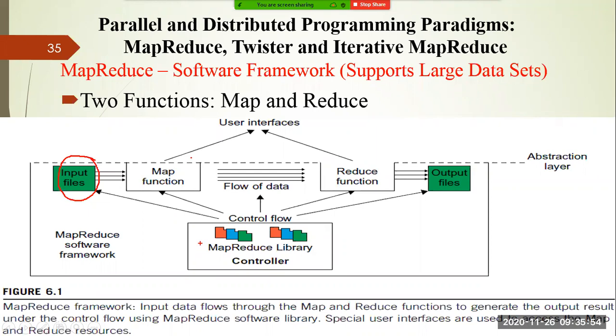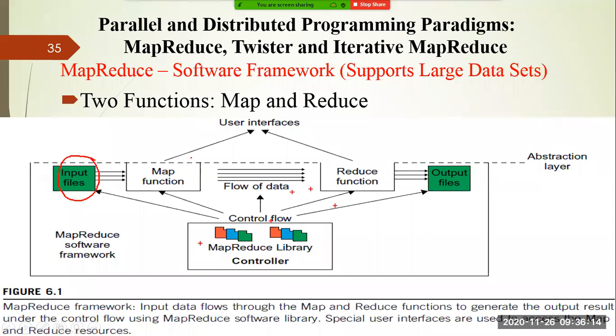Okay. So this is the complete framework. You are given a set of input files. You have to assign them to the set of map functions. Map function will send the data to the reduce function, and reduce function will give the result to the output files. Okay, and the entire thing is managed by a controller.